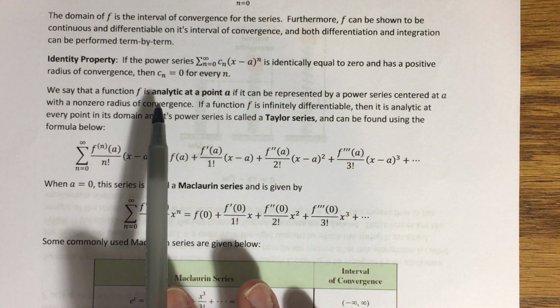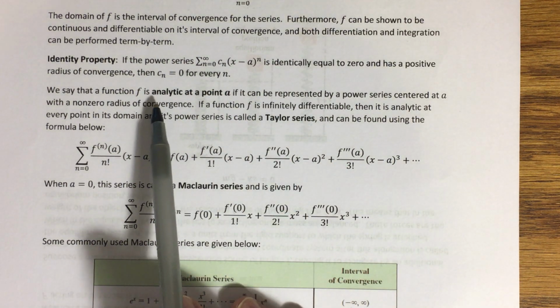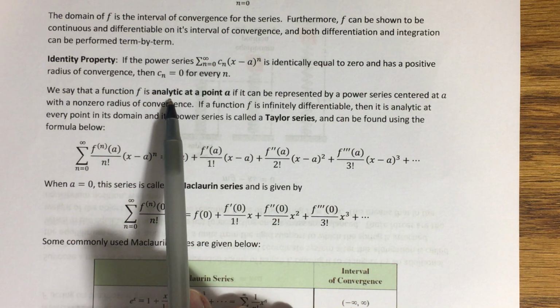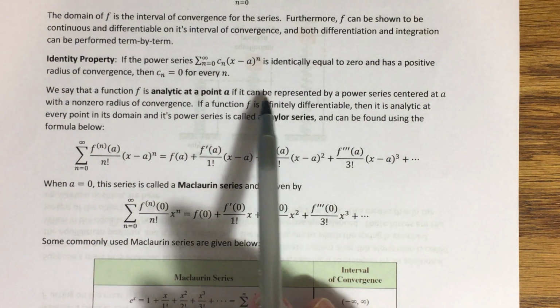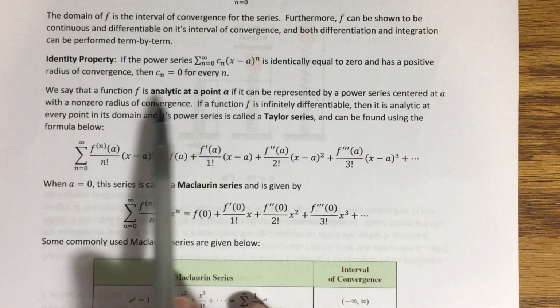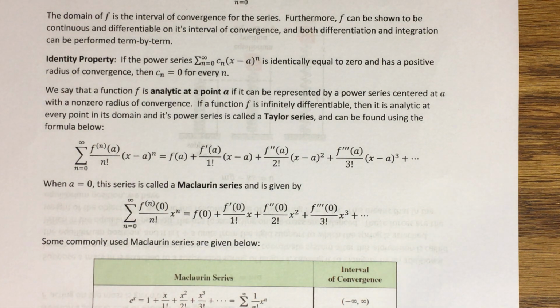Another term that you may not have been introduced to in calculus 2, it kind of depends, you might have seen it, is the term analytic. So we say that a function f is analytic at a point a if it can be represented by a power series centered at that point a with a non-zero radius of convergence. Non-zero meaning it would be either positive or infinity, right?